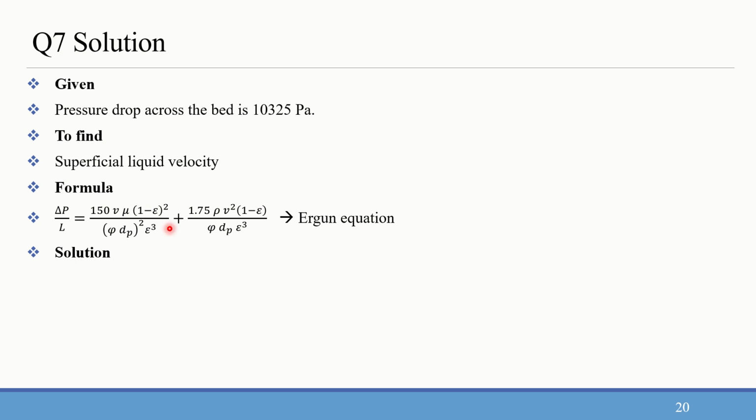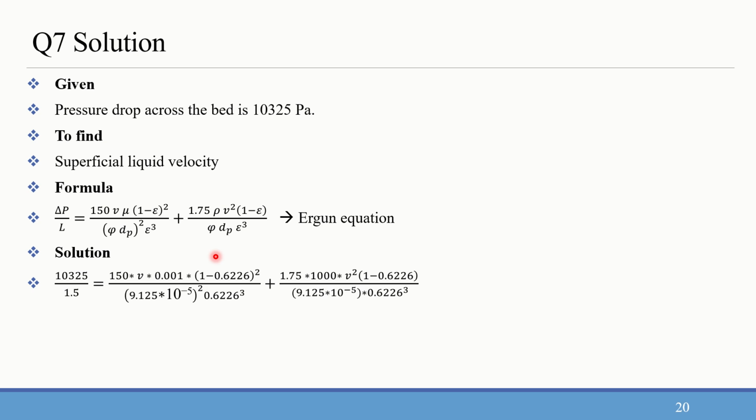So now in this question, what do we know? Delta P we know, length of the bed we know, V is unknown, mu is water, so we know, epsilon we found out in the previous problem, and diameter of the particle is also given in the question, and rho is 1000 kg per meter cube for water, and rest all the things we know. Phi is 1, assuming the particles to be spherical. So what are we doing? We are substituting everything in the equation.